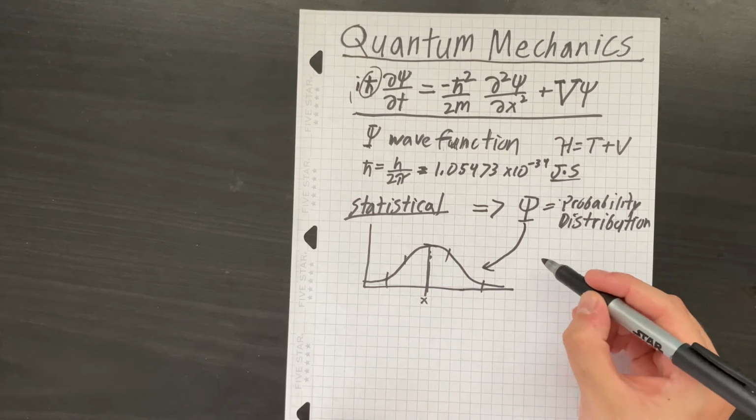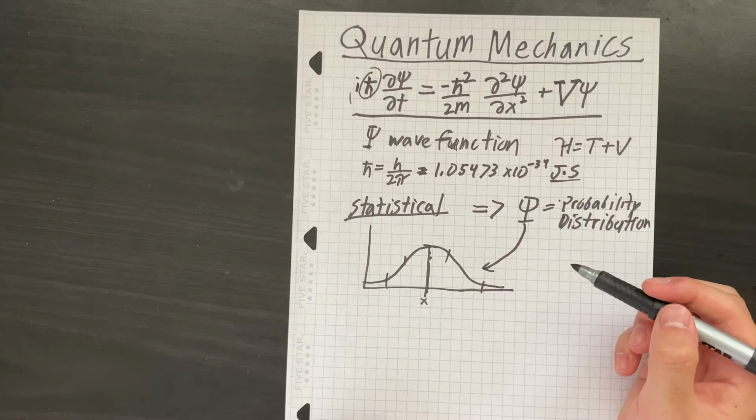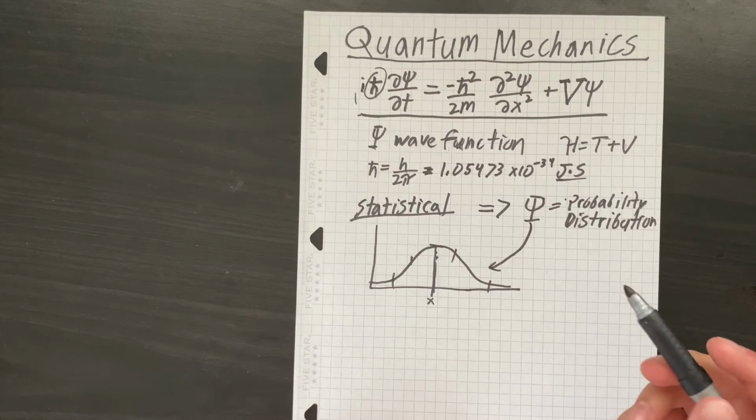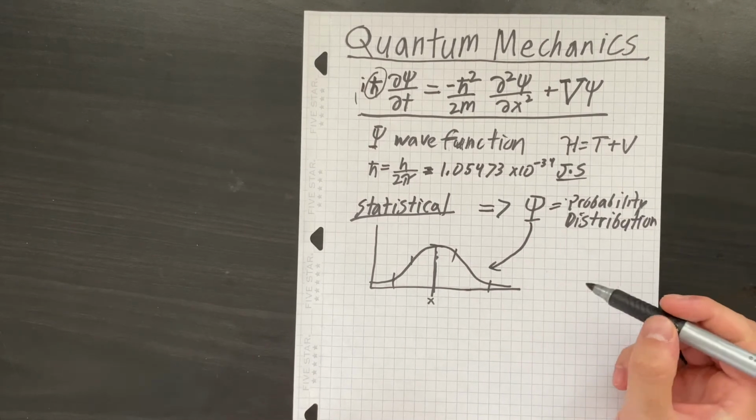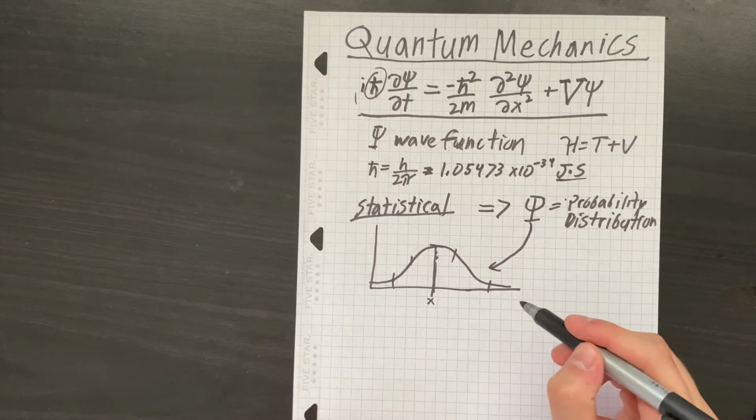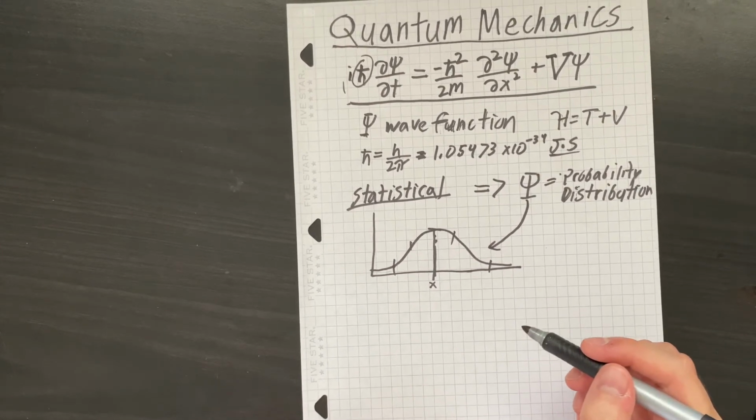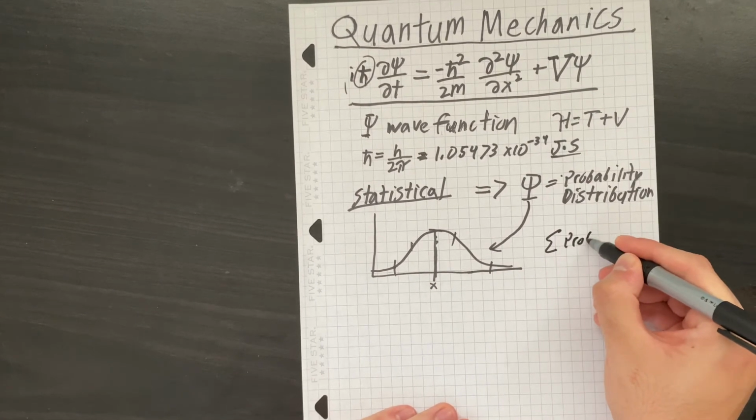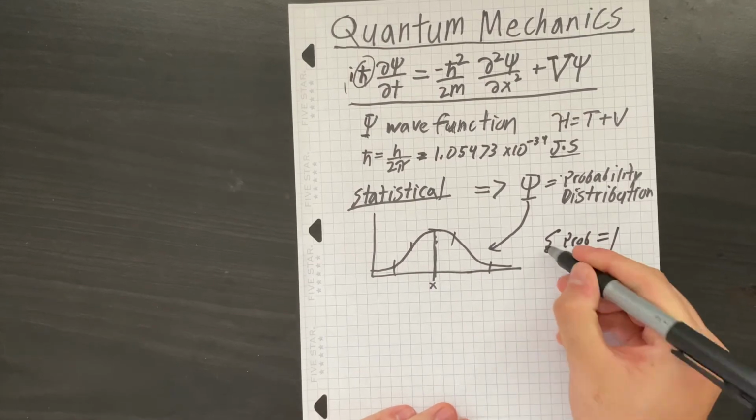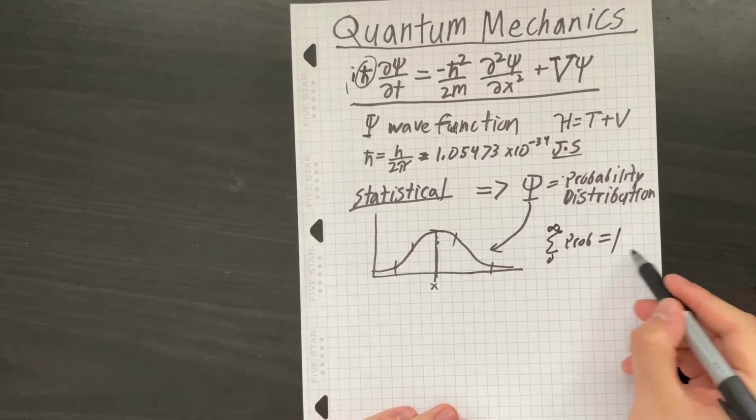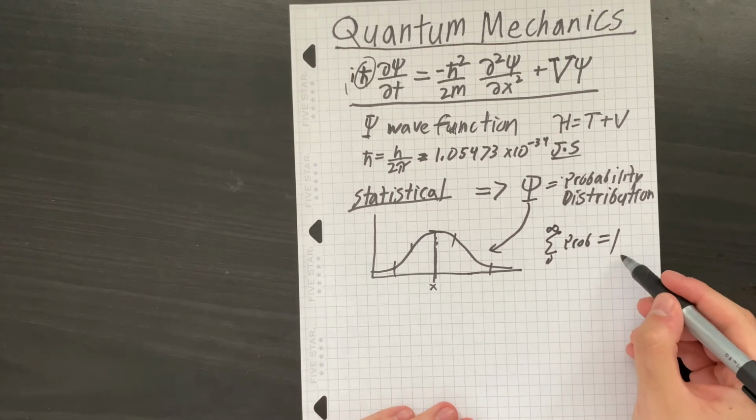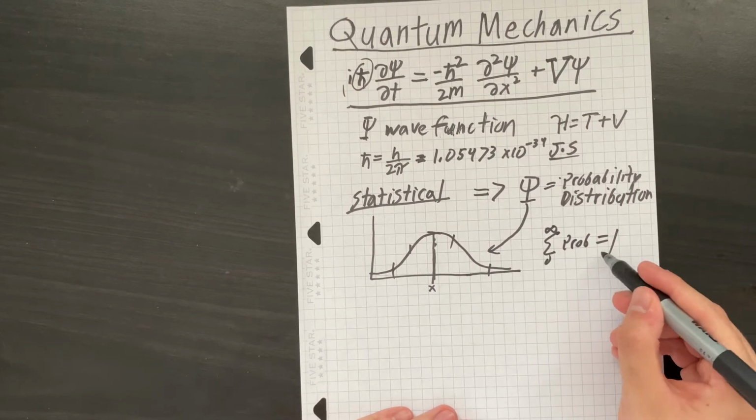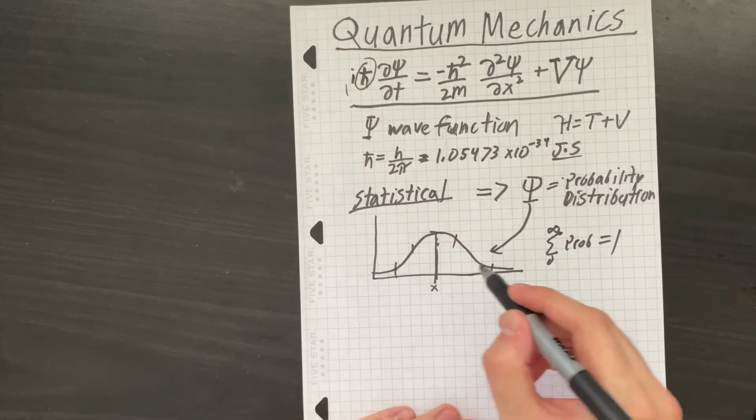So what that means is that quantum mechanics is inherently statistical. Now, about these probability distributions, one thing we know that always has to be true for a probability distribution is that the sum of all probabilities has to equal 1. That probability always has to be 1. You can never have less than 1 probability, because that just means the probability of ever finding this is less than 1.